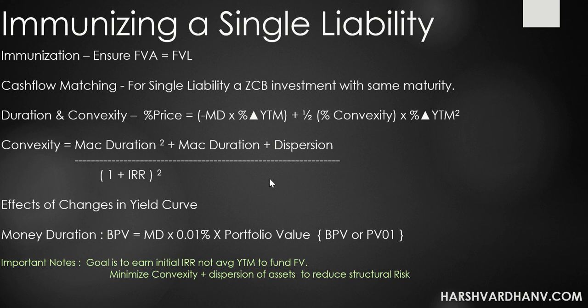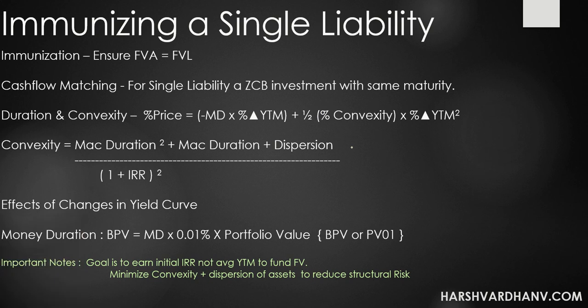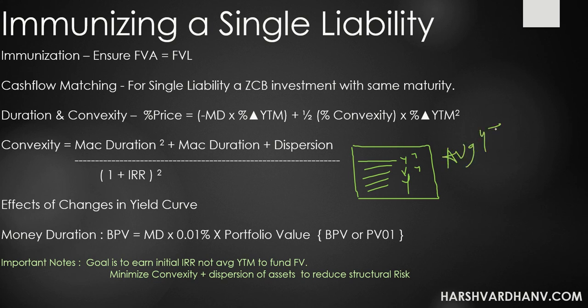One important note that you need to understand over here is the goal of the portfolio is to earn the IRR and not the average YTM. So what the author over here is trying to say is when we build a portfolio, there are multiple cash flows, right? And multiple instruments and a yield against each instrument. You can compute an average YTM, but this average YTM will not work for you if you have a portfolio wherein your agenda is to match the cash flow IRR.